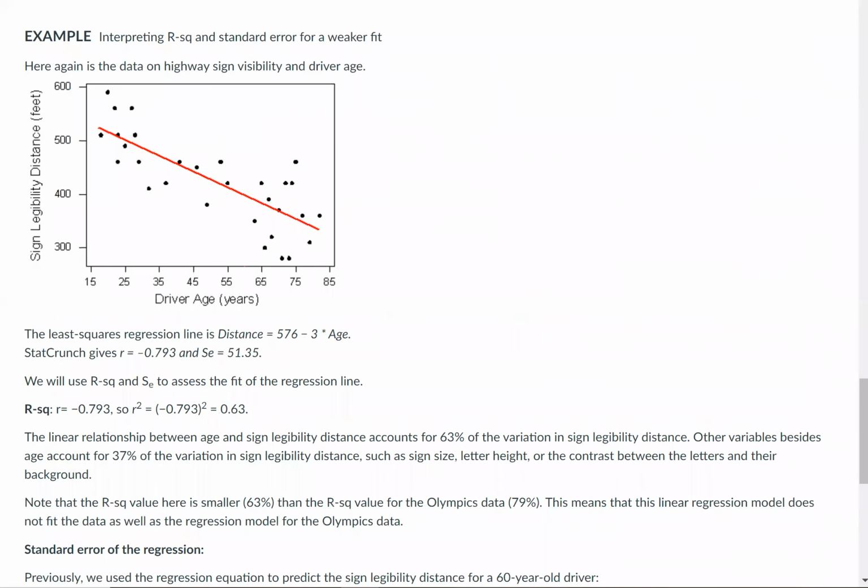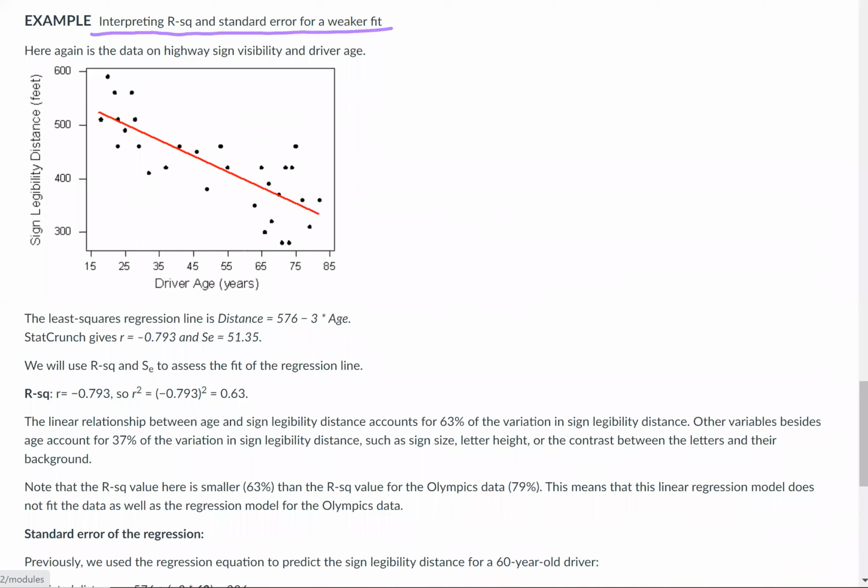Now let's look at an example where we interpret the R square and the standard error for a weaker fit. The one above was a stronger fit because R square was 0.79. That's fairly close to 1. It's a lot closer to 1 than it is to 0. Now we'll look at one here. You can kind of tell these data values are fairly scattered. So a lot of them are close to that line, but some are quite a ways away.